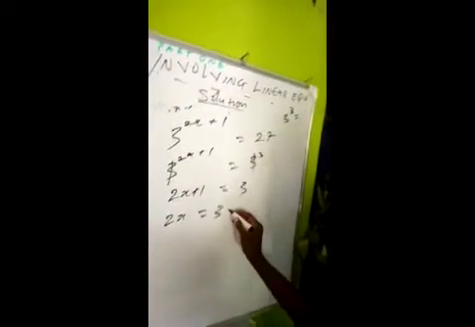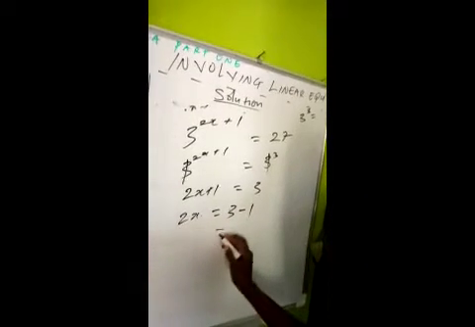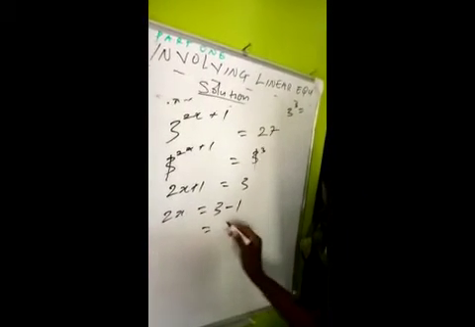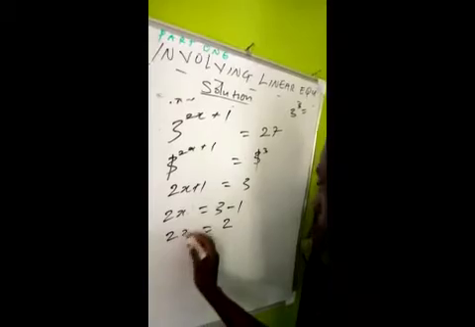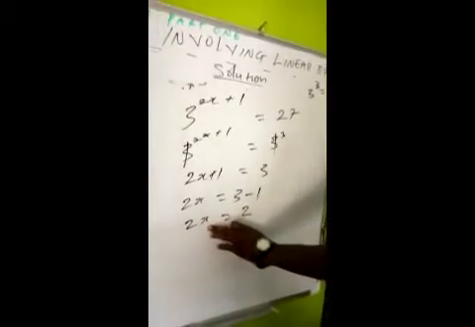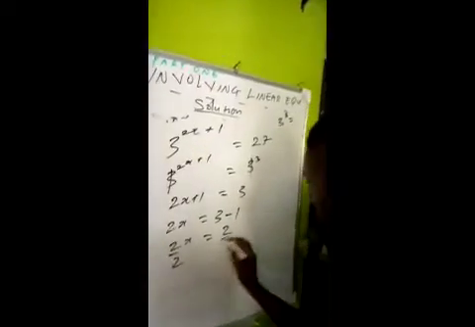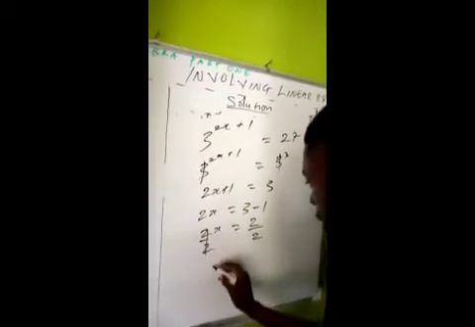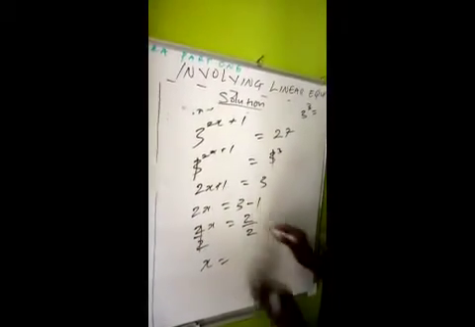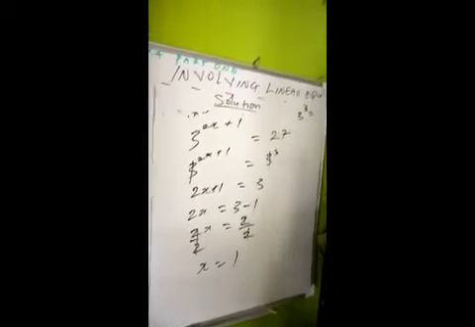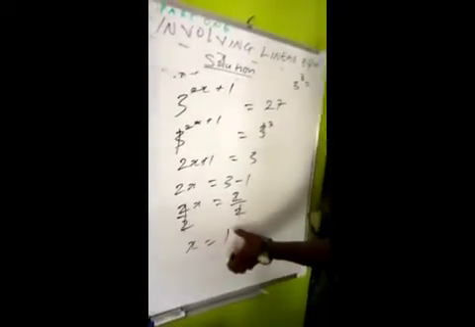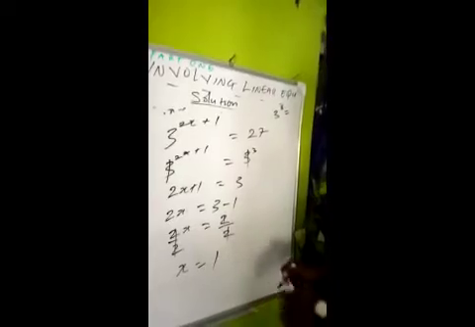Are we okay? Then have minus 1. Then from this point, you have 3 minus 1 is 2. Then from this point, you have 2s. So remember, make s the subject of formula. Divide both sides by 2. Divide both sides by 2. When you divide it now, this divided by this is what? 1. So s is equal to what? 1. So that's how to do it.